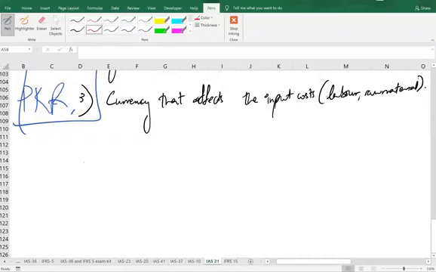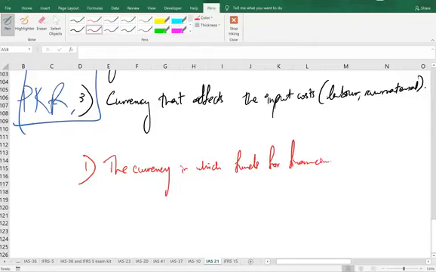Number 1, funds for financing are generated.